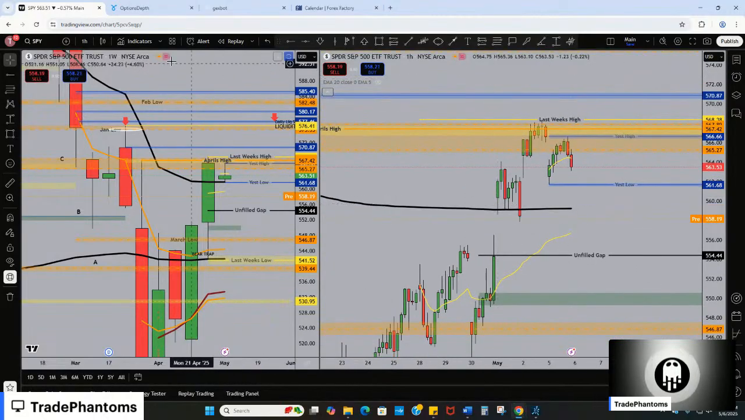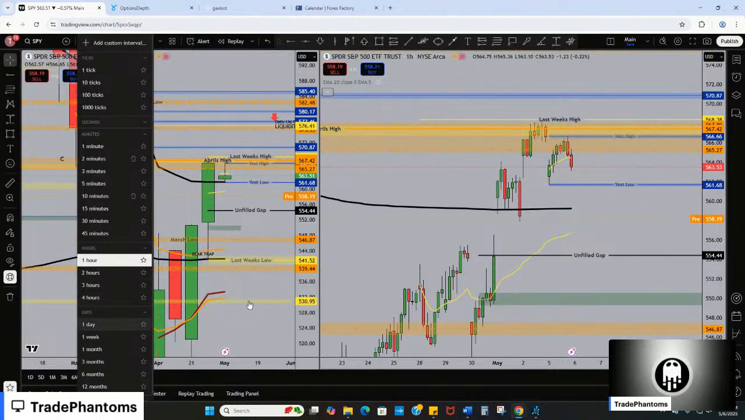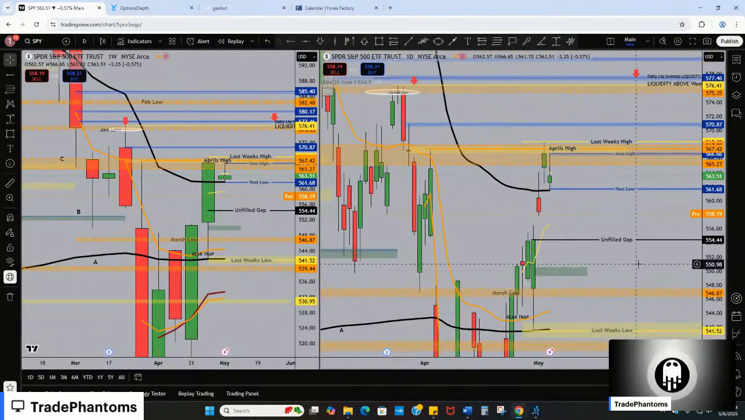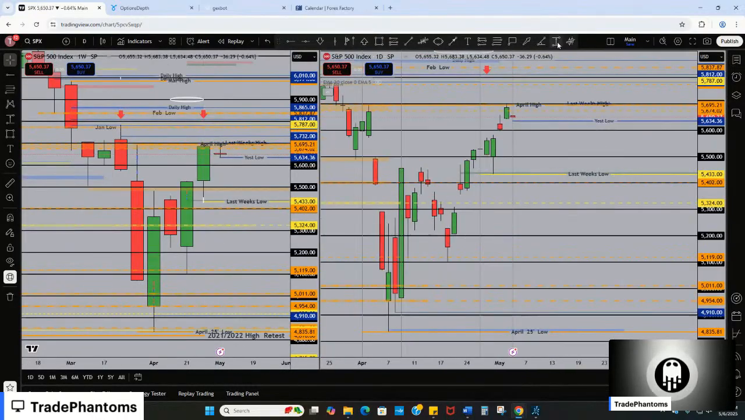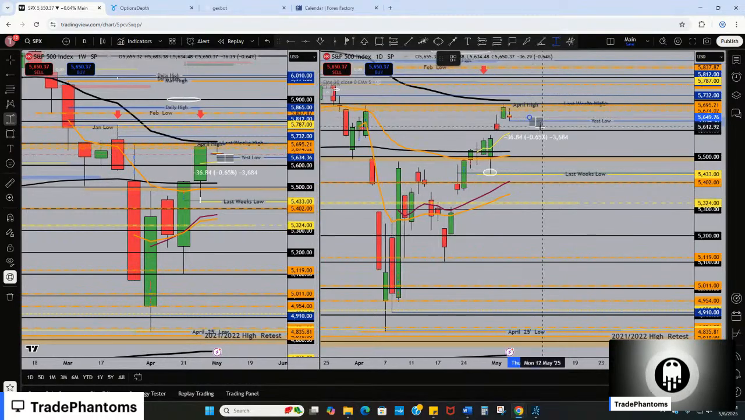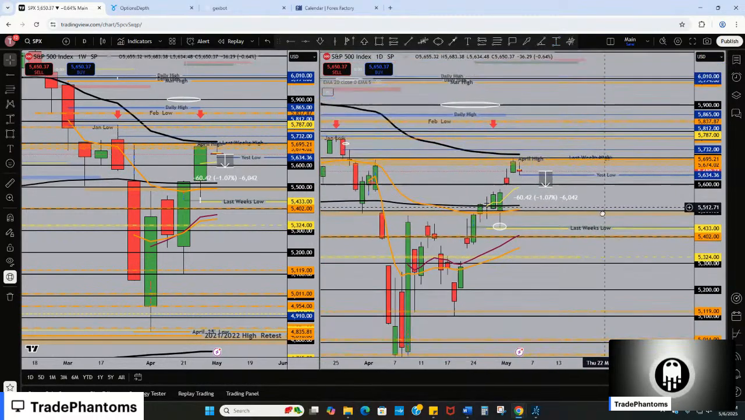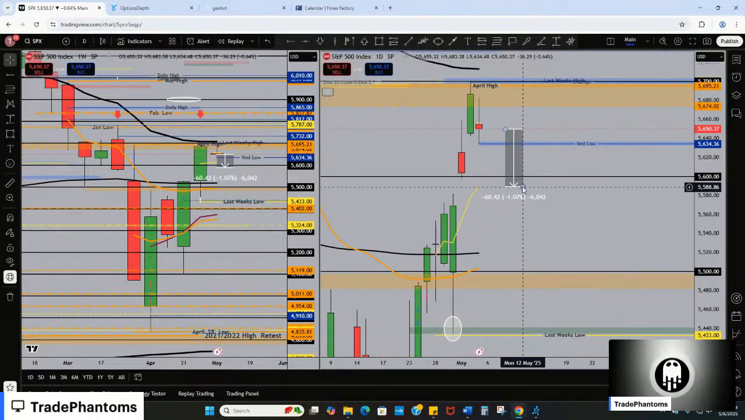Now that said, Mark had mentioned options depth. What I'm going to do here is go to the SPX real quick, my favorite market on the planet, and we're gapping down 1%, give or take, right? So that's going to be at or around SPX about 5,600, give or take. That might change a little bit here, plus or minus 5.